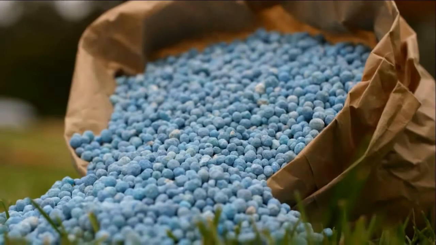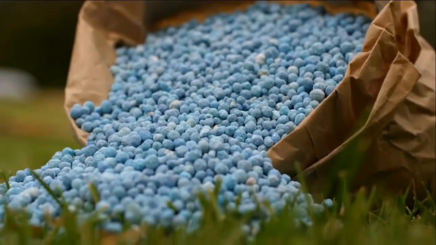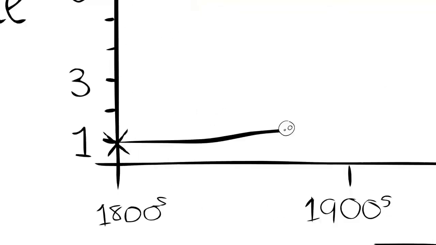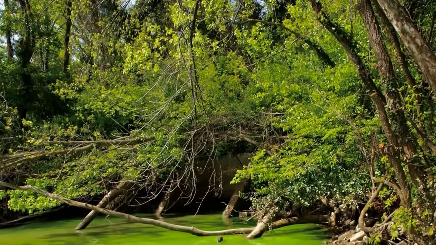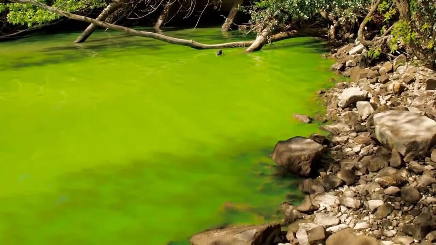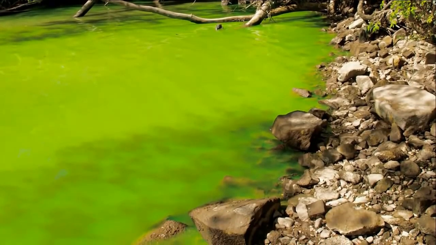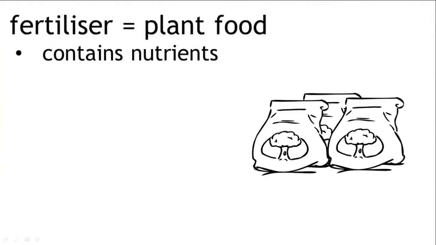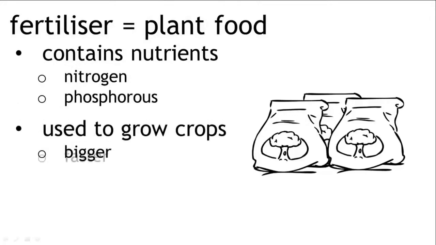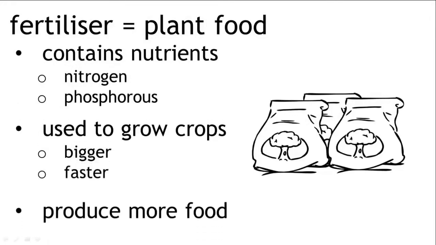Since we learned how to make fertilisers efficiently on a large scale, we've been able to grow many more crops, and therefore the human population has risen dramatically. There can be problems with putting too much fertiliser into a natural system, and some of the problems with fertilisers are explained in other videos. So, a fertiliser is a plant food that contains nutrients such as nitrogen and phosphorus, and we use it to grow our crops bigger and faster so they produce more food.